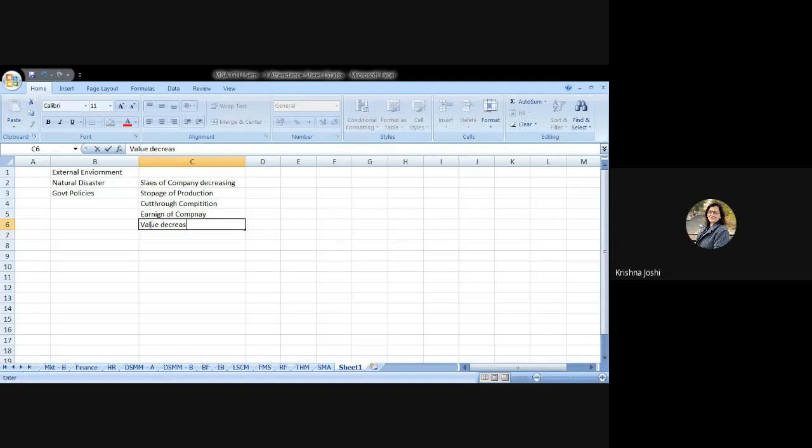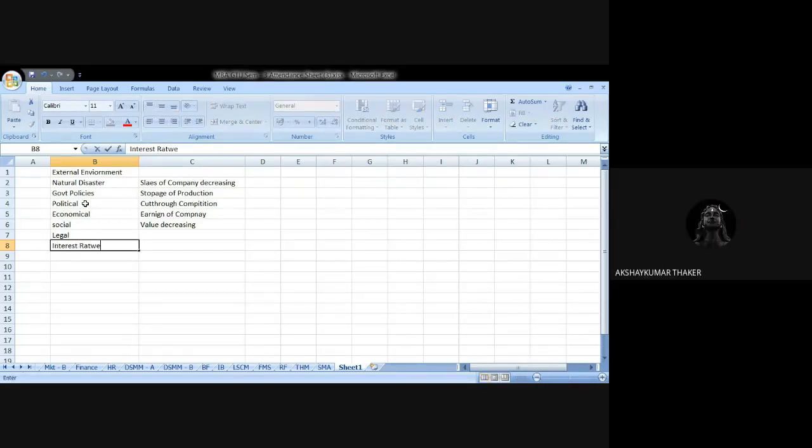Okay, good. What else? What can be other things? Pratik has written PESTLE. Yes, Pratik. PESTLE, that is political change. Okay, very good. Political, then fluctuation in economical, interest rate. Economical, good. Then social, then legal, right? Interest rate. Yes, ma'am.